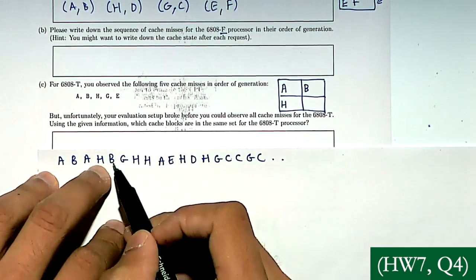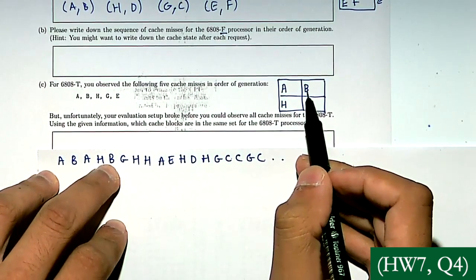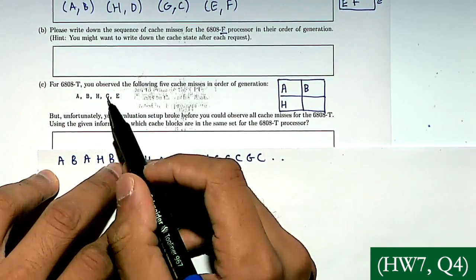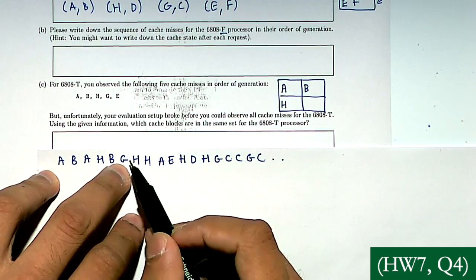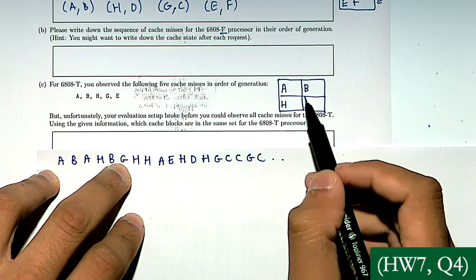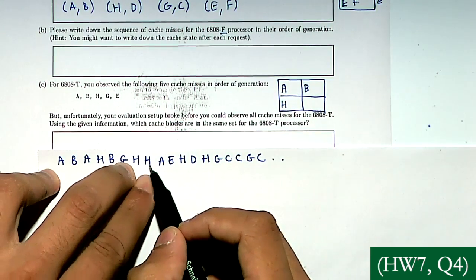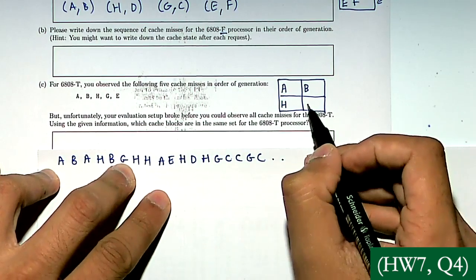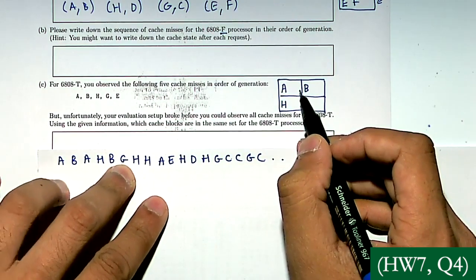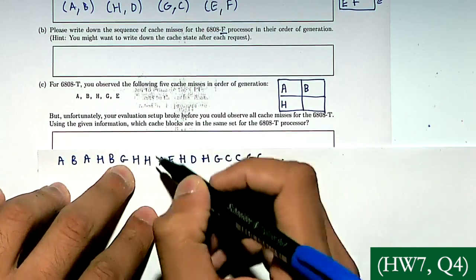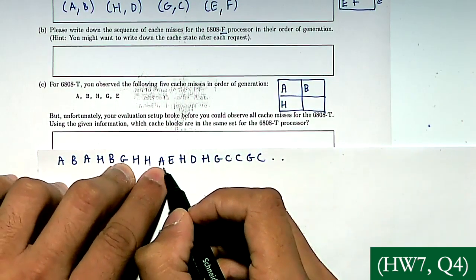So that misses H. Then B is a hit because it's still in the cache. G comes in and G generates a miss. So G, we're not sure where it goes. H and H are still hits, so that's fine. So G could still be here, and it also could have evicted the LRU, which in this case is B. So then we have an access to A.